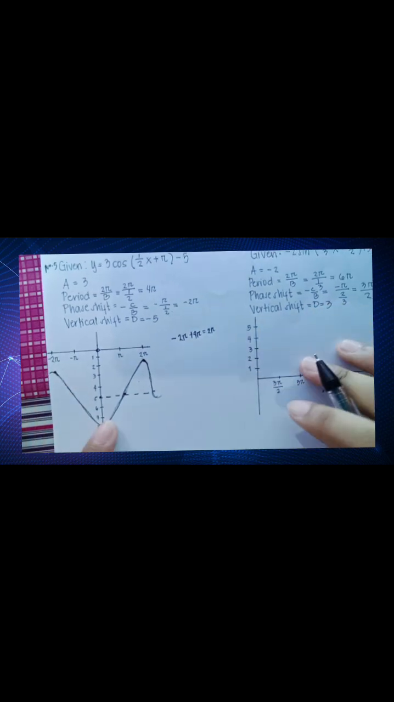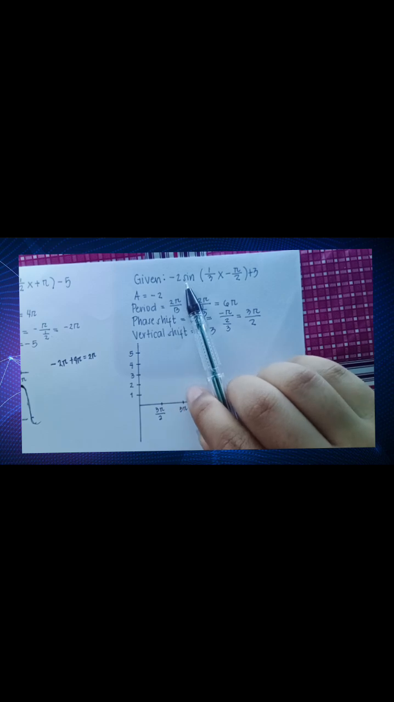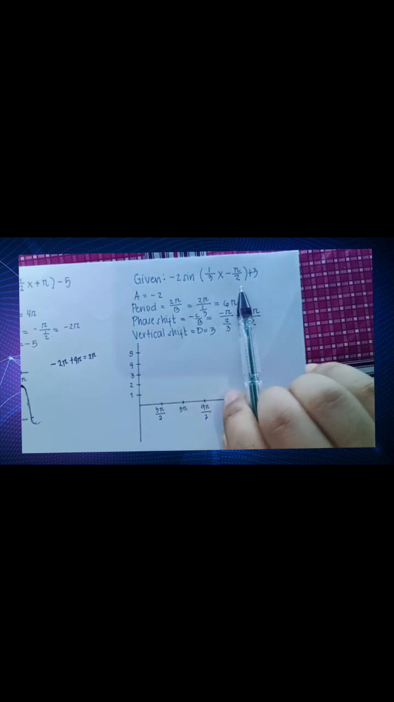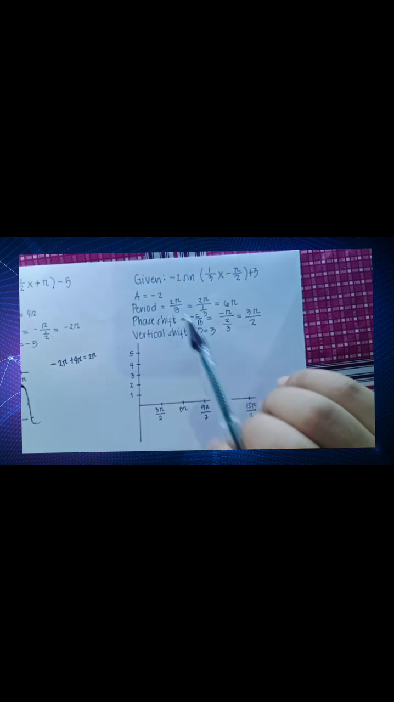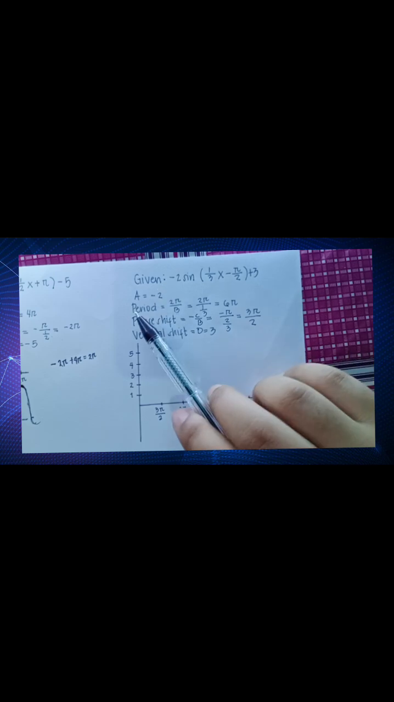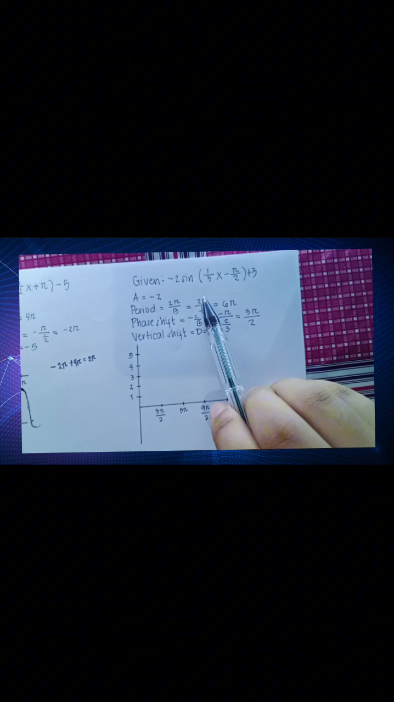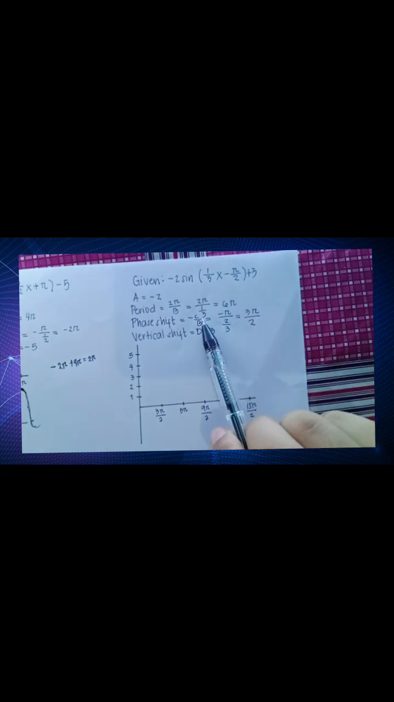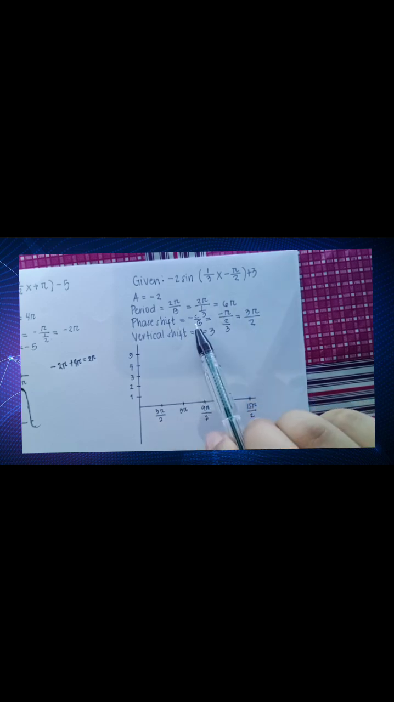Example number 6, we have the given negative 2 sine open parenthesis 1 over 3 x minus pi over 2 plus 3. So our amplitude A is equal to negative 2, and the period is 2 pi over B, equal to 2 pi over 1 over 3, equal to 6 pi. Phase shift is negative C over B, equal to negative pi over 2 thirds, equal to 3 pi over 2, and the vertical shift D is equal to 3.